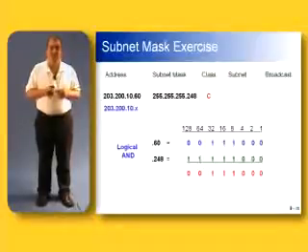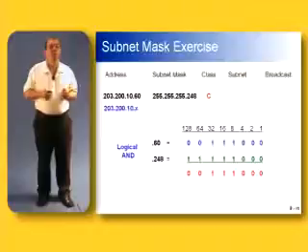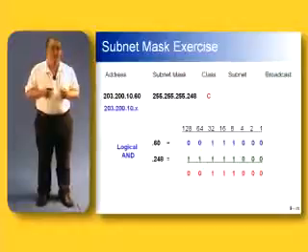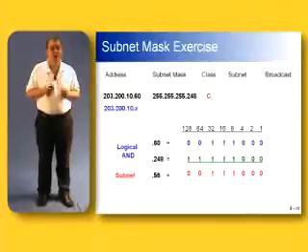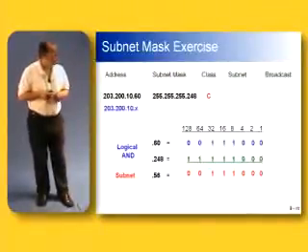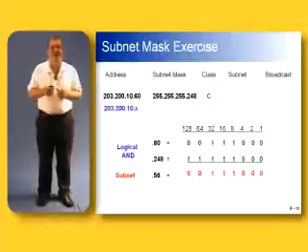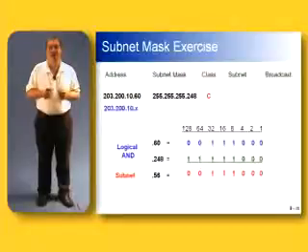We get 0 and 1 is 0, 0 and 1 is 0, 1 and 1 is 1, 1 and 1 is 1, 1 and 1 is 1, 0 and 0 is 0, 0 and 0 is 0, 0 and 0 is 0. So that gives us the subnet portion of the address as the last octet. If we convert that back into decimal, we get a subnet address of .56. So we know that our subnet address is 203.200.10.56.